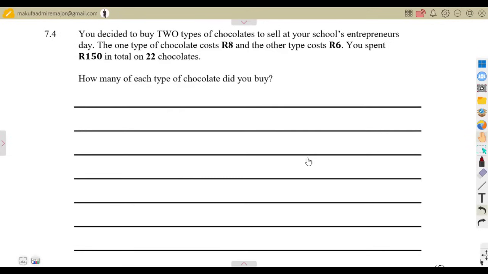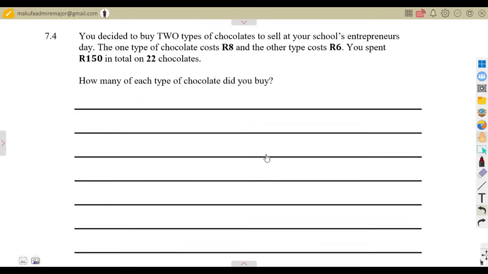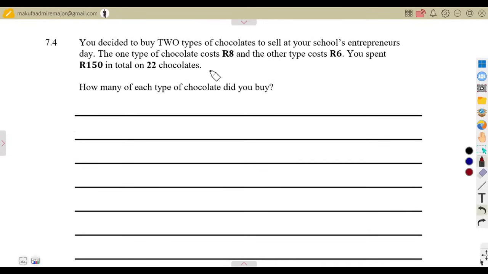7.4, we are given: you decide to buy 2 types of chocolates. Since they are 2, it means they are different types. So we can let x be the first type, and y be the other type. So we've got two types of chocolates, so we're going to have x and y.